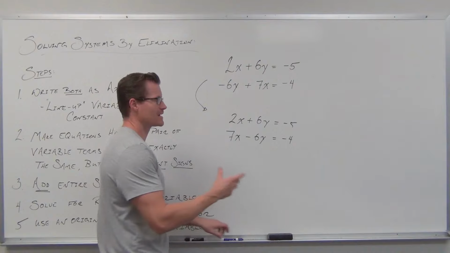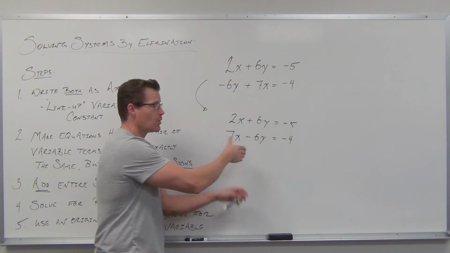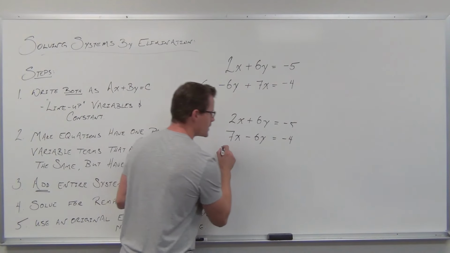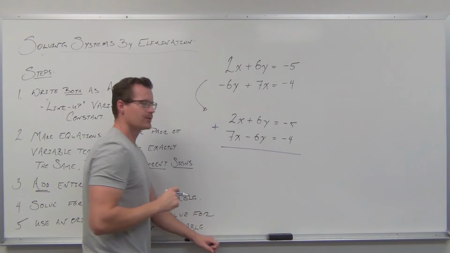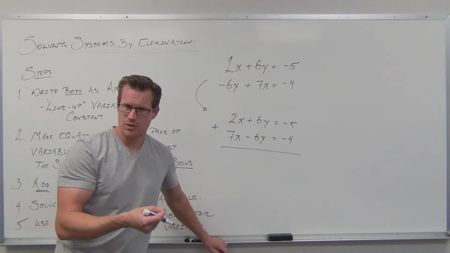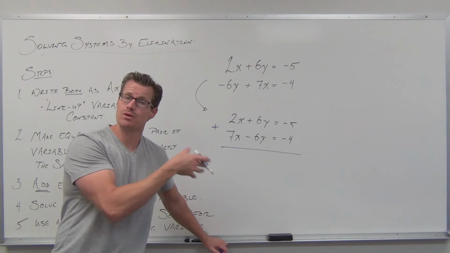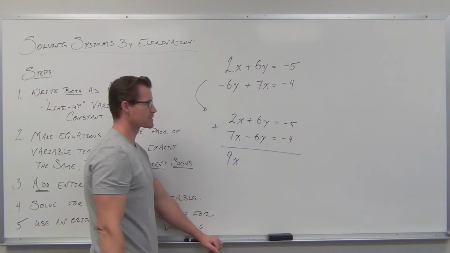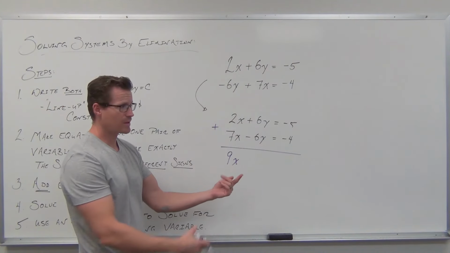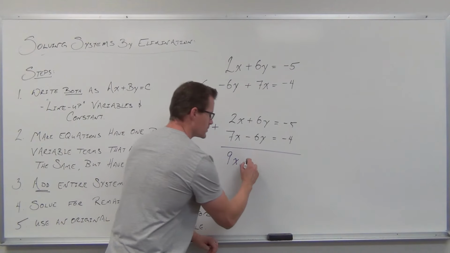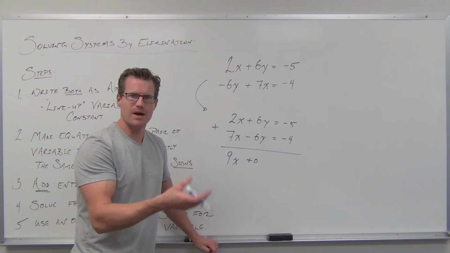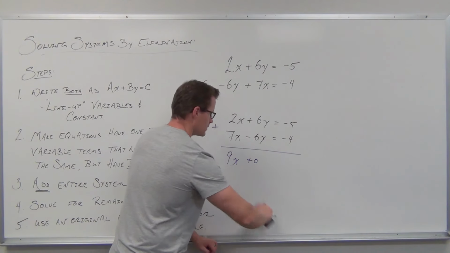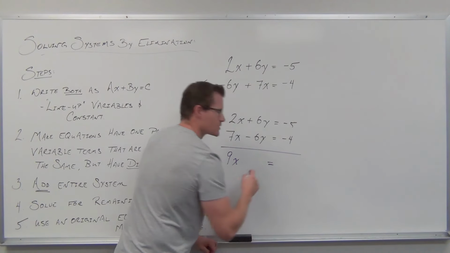So once we have identified that the variables are lined up, we have one pair of terms that are opposite terms, same terms, different signs. When we add that, every time you add opposite numbers or opposite terms, you get 0, and this is no exception. Our x's add to 9x, our y's add to 0. You don't even have to put anything. You can put plus 0, but 6y minus 6y is 0 for any value of y. That's great.